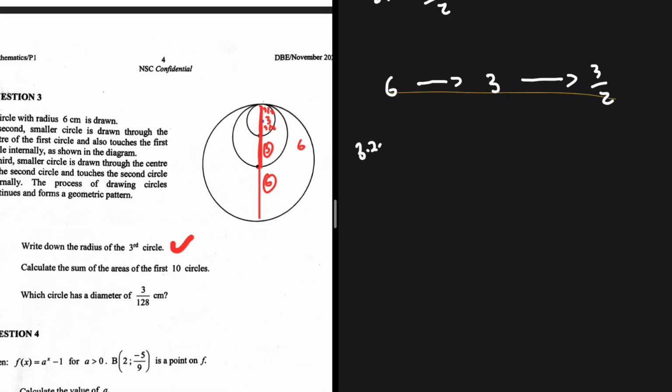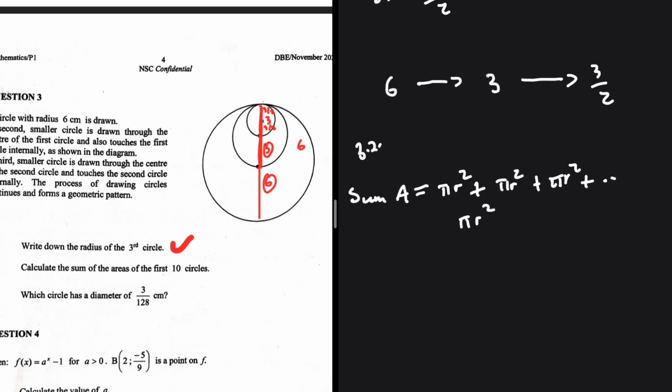So let's think about this. The sum, let's say sum of A, right? The sum of the areas is going to be pi r squared for the first circle, plus pi r squared for the second circle, plus pi r squared up until some last pi r squared, okay? Because we're looking for the sum of the areas of the first 10 circles. Okay, right. So this is what we have.